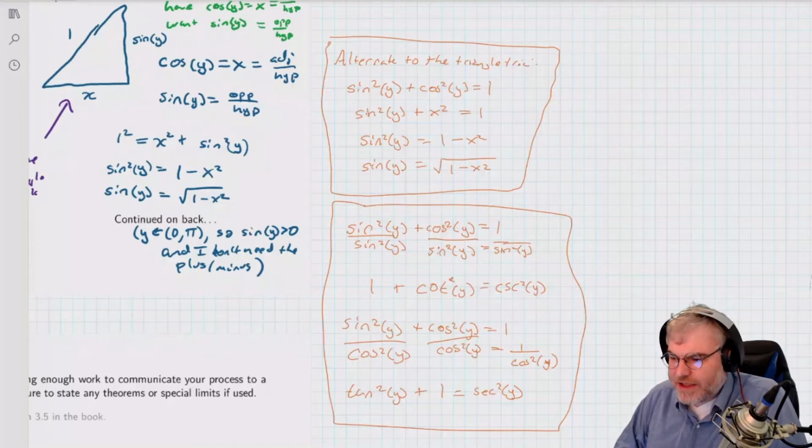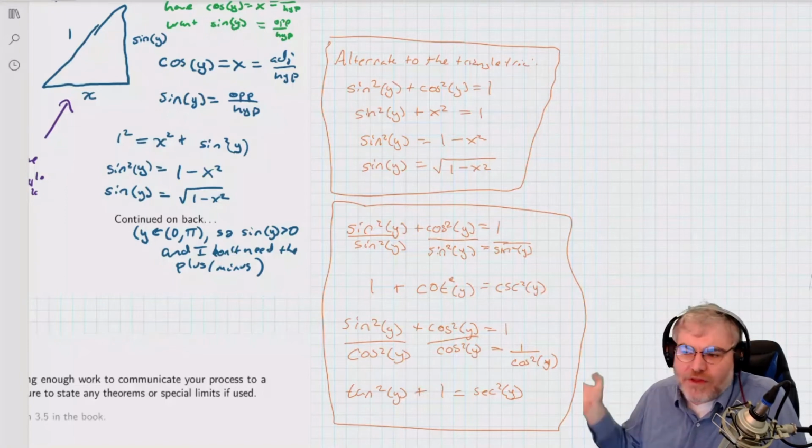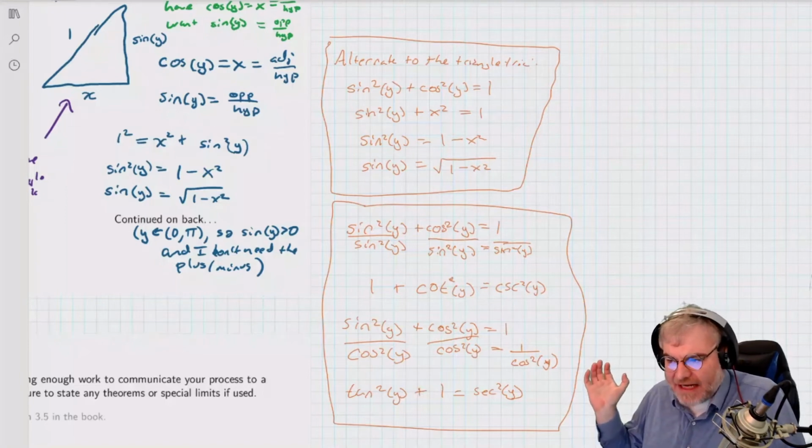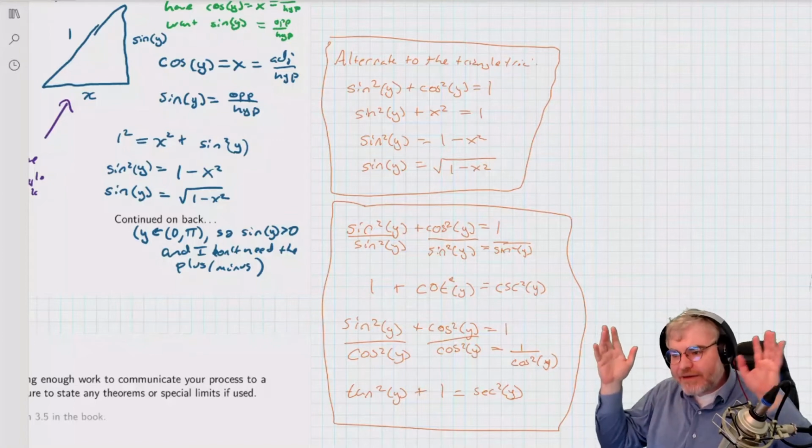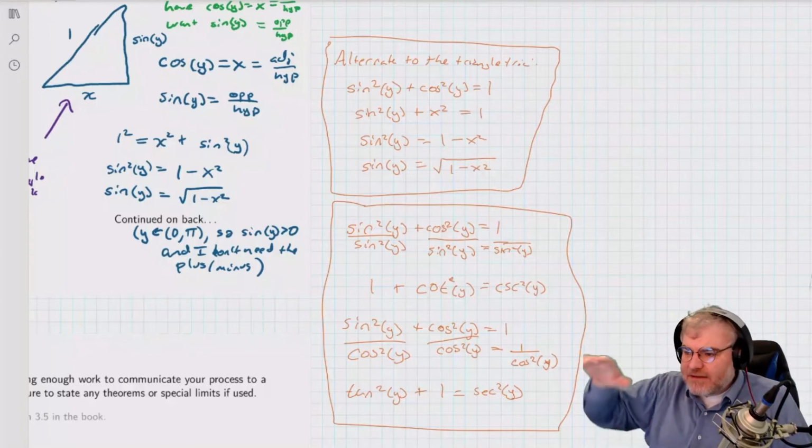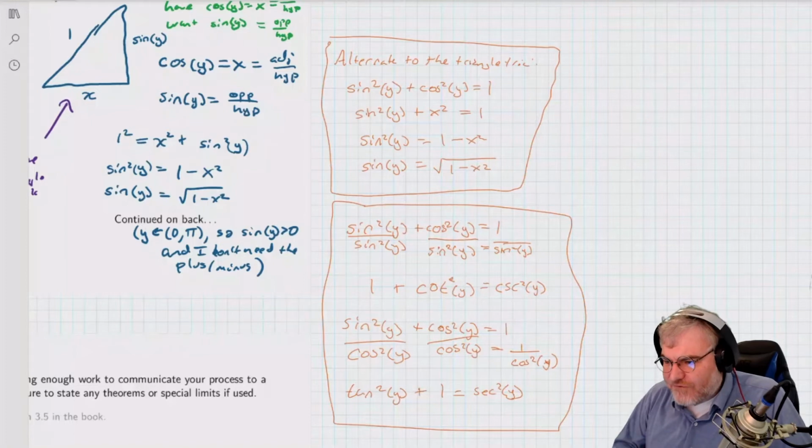And so I don't want to give you this impression. It's like the double angle formulas, right? I don't know the double angle formula off the top of my head. I know what the picture looks like that I need. So I can figure it out based on the picture, but I don't memorize those things.